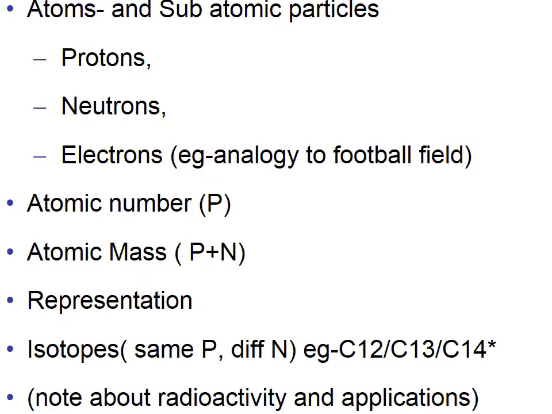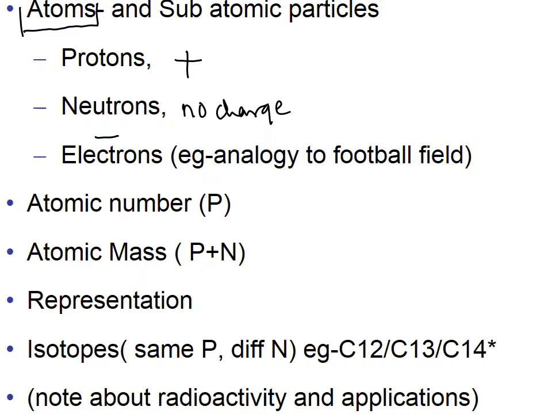Okay, the smallest form of any element, which still retains the property of that element, is an atom. And an atom is divided into three parts, which I think most of you know: protons, which are positively charged, neutrons, which have no charge, and electrons, which are negatively charged.